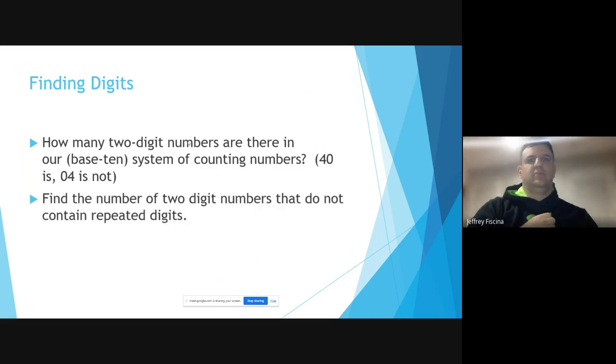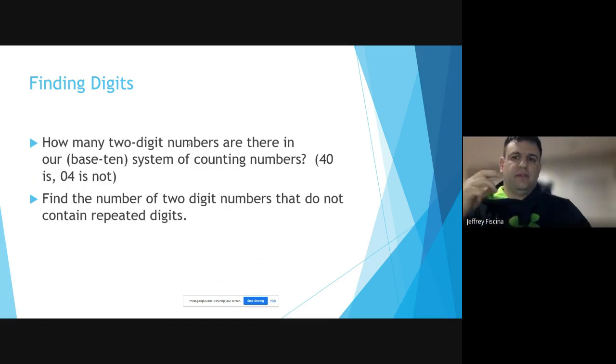Find the 2-digit numbers that do not contain repeated digits. So this one, again, we're going to get a little different, right? If there's 9 to start it, we've got to have 1 through 9 to be there in the 10 digits. Then we go to the second digit. Let's just say we pick 3 as our first digit. Well, what can't be in the second digit if we don't want any repetition of digits? We can't have a 3 there.